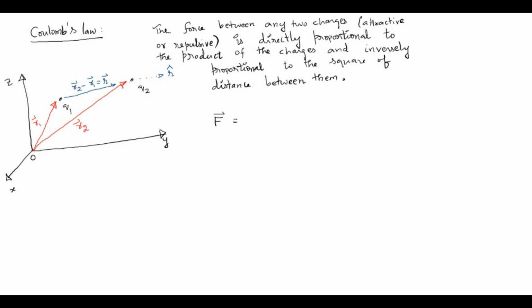From the data obtained in the experiment, they wrote an equation: F is directly proportional to Q1 Q2 by r square, r hat, where Q1 and Q2 are the two charges and r is the distance between them. Now we write everything with an equal sign. Therefore the proportional sign is removed and we put a constant, called the constant of proportionality. So F equals k times Q1 Q2 divided by r square, r hat.